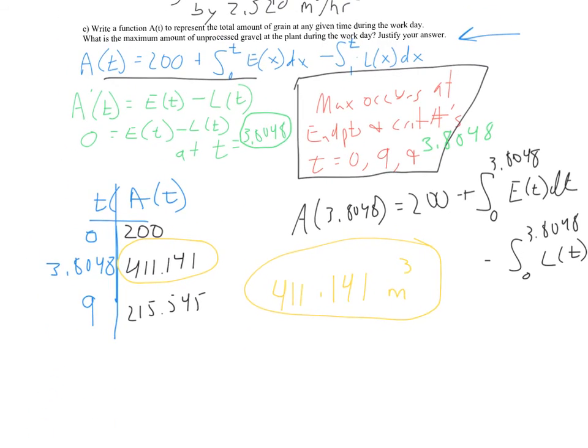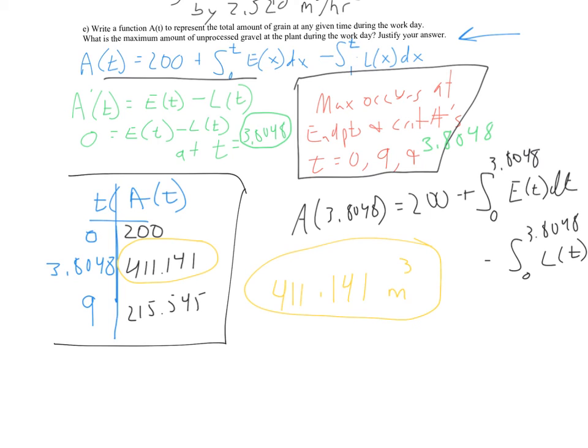That's where this chart here is important. This chart right here. So I've got this chart, and I'm going to test my three time intervals, 0, 9, and 3.8048. Obviously, when we started, we had 200. They gave us that in the problem. What happened at the end of the workday, or hour 9, we already solved for part B, so we already have that answer, 215.545 from part B.